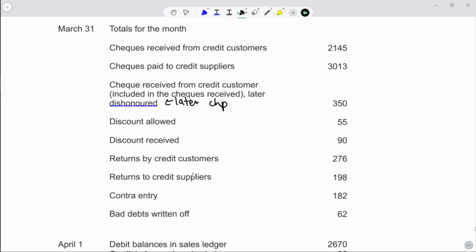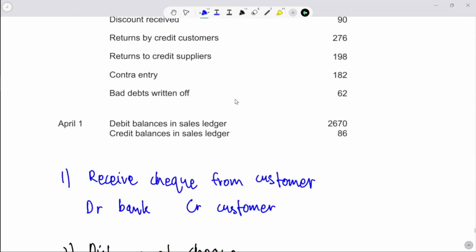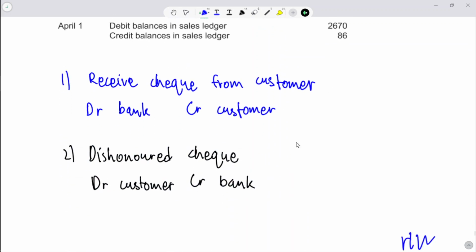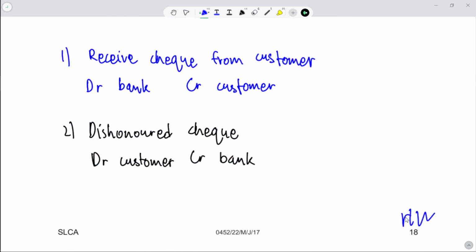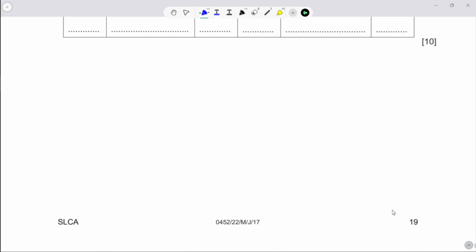Then I give you the double entry here. The double entry will be: debit customer, which is debit SLCA, then credit bank. Okay. Then this one do as homework. Then we are done.